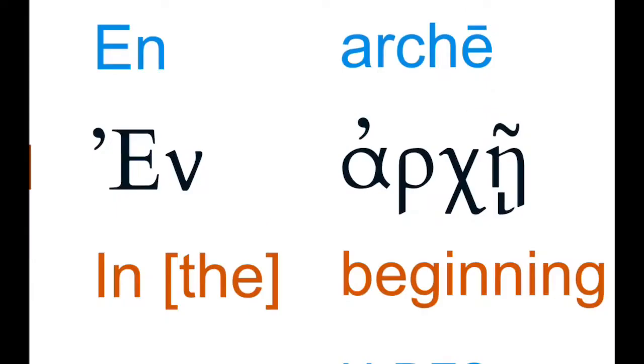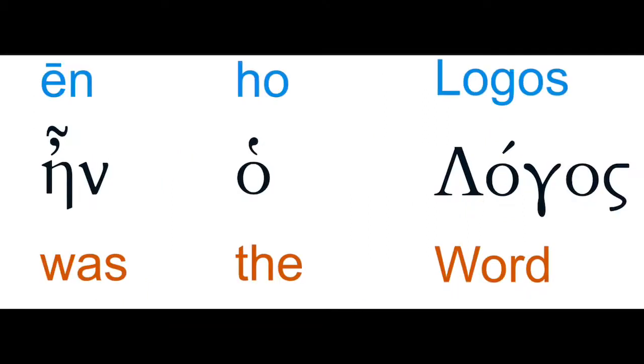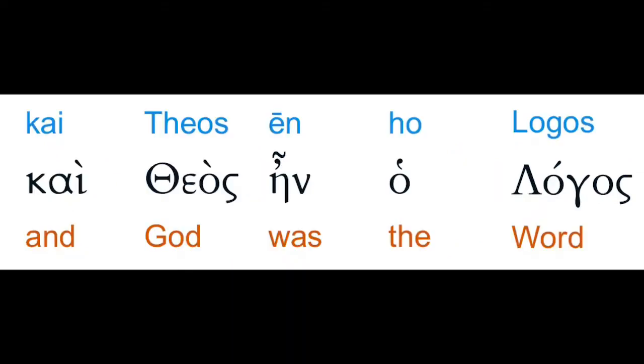En archē, in the beginning. Ēn ho logos, was the word. Kai theos ēn ho logos, and God was the word.